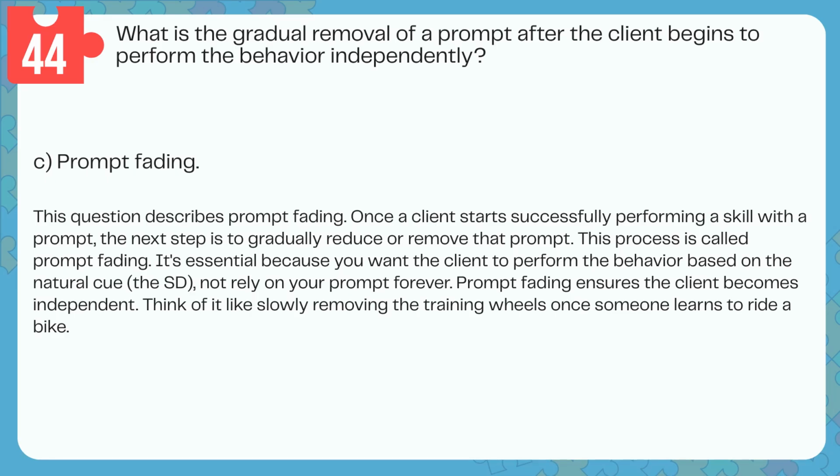Answer C. Prompt fading. This question describes prompt fading. Once a client starts successfully performing a skill with a prompt, the next step is to gradually reduce or remove that prompt. This process is called prompt fading. It's essential because you want the client to perform the behavior based on the natural cue, the SD, not rely on your prompt forever. Prompt fading ensures the client becomes independent. Think of it like slowly removing the training wheels once someone learns to ride a bike.